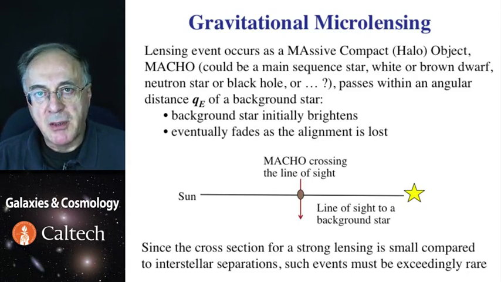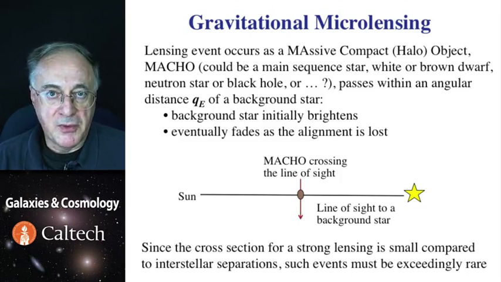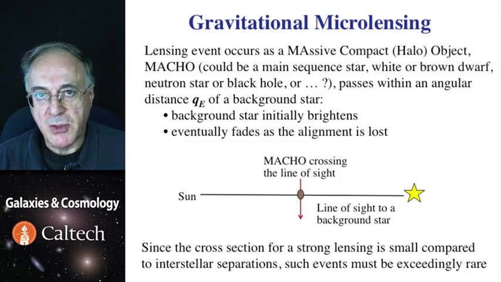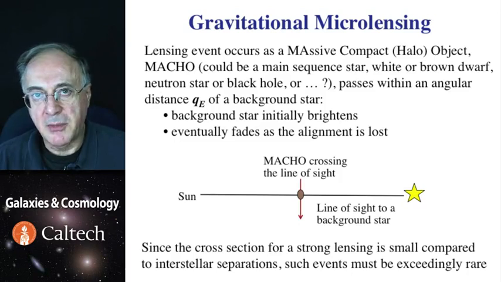So if any such object passes along the line of sight to some background star, it will cause gravitational magnification. And there will be first a rise in brightness as it approaches the critical radius, and then it will dim. So it'll be a symmetric light curve. It will also be the same at all wavelengths because gravitational lensing is achromatic.